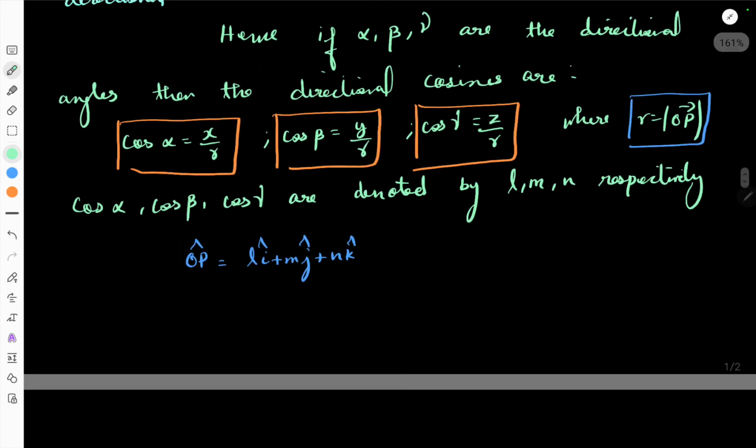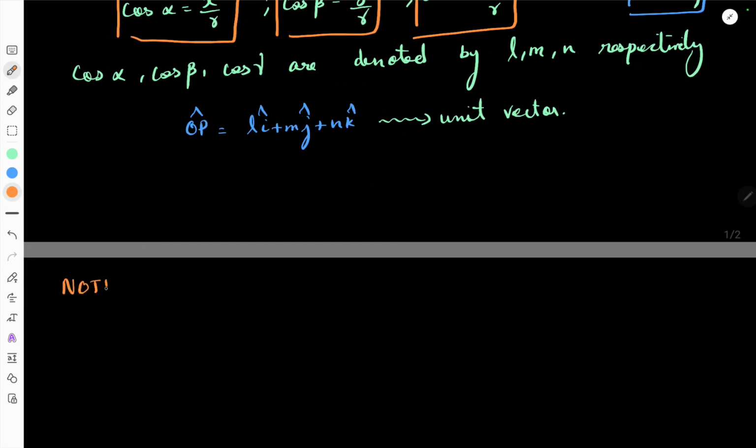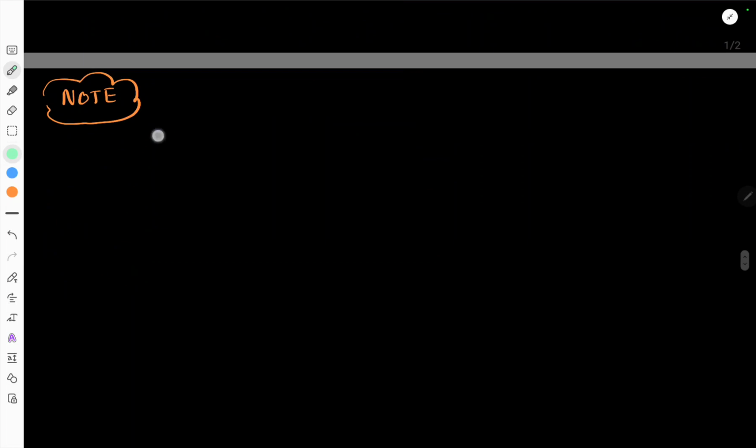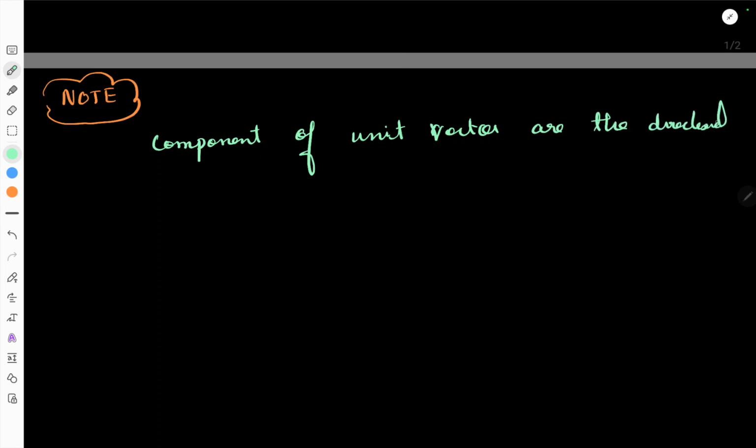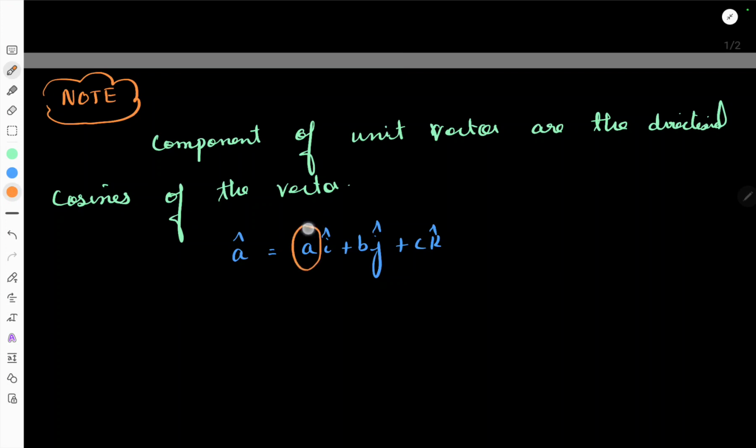Now if we see here, l i cap plus m j cap plus n k cap will be a unit vector, which means the components of a unit vector are the directional cosines of the vector. Note: the components of a unit vector are the directional cosines of the vector. Suppose we have any unit vector, let's say a cap denotes a unit vector, and if I have a i cap plus b j cap plus c k cap like this, the components we have here will be l, m and n. So the components of a unit vector will be the directional cosines of the vector.